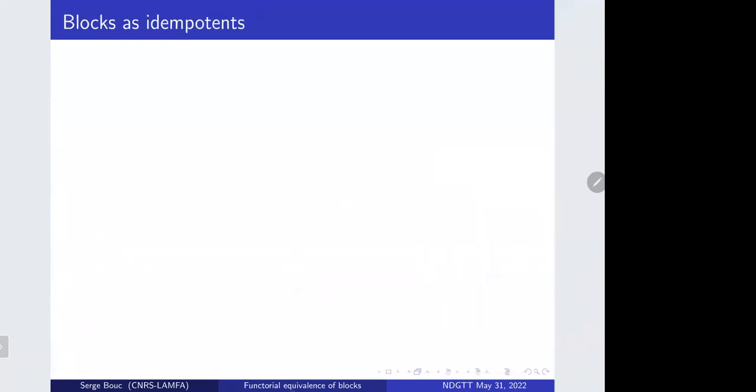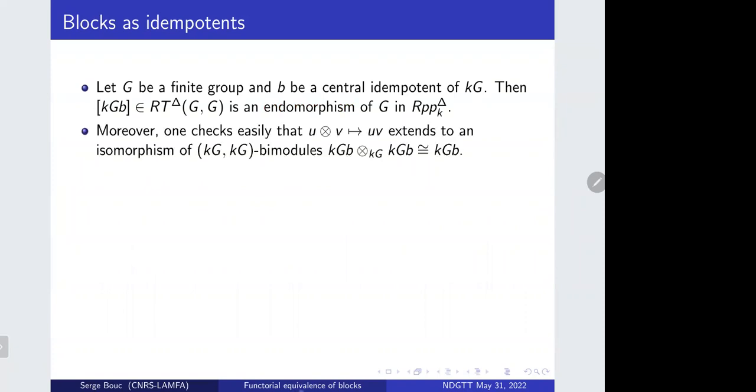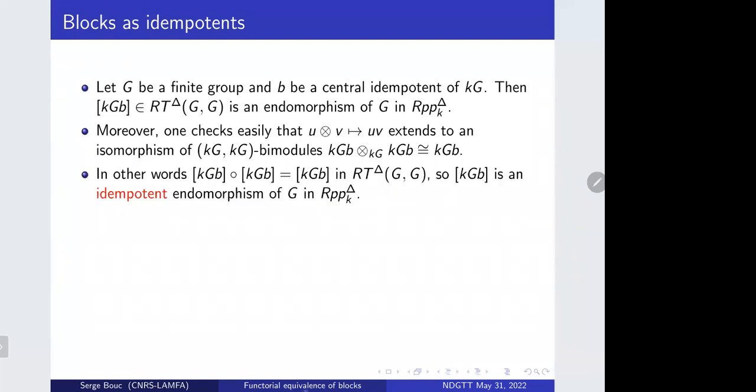Okay, so let me come back to blocks. Suppose we have a finite group G and a central idempotent b of kG. Then we can consider kGb. We have seen that this is a diagonal p-permutation bimodule, so it's an endomorphism of the group G in that category we introduced. More than this, if we now take the tensor square of that bimodule, it's really easy to see that we get kGb again. So it means that this endomorphism of G in that category is actually an idempotent endomorphism of G in that category.